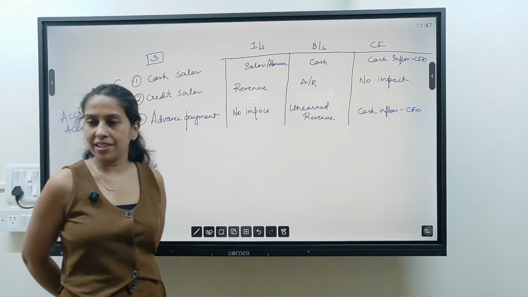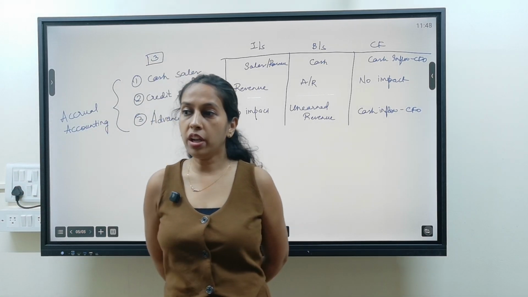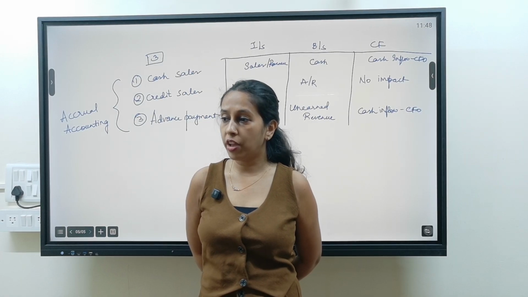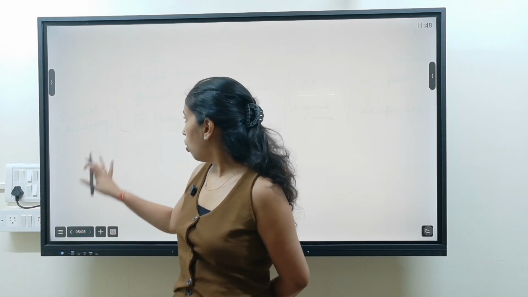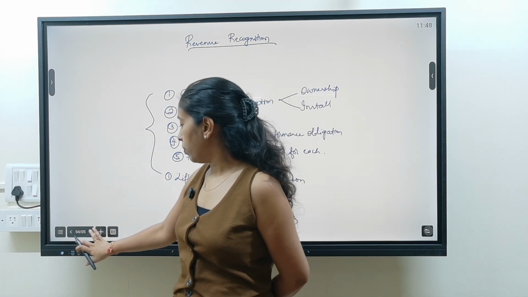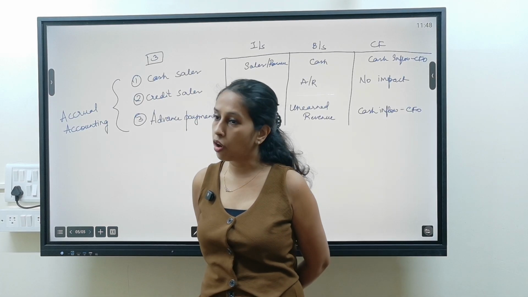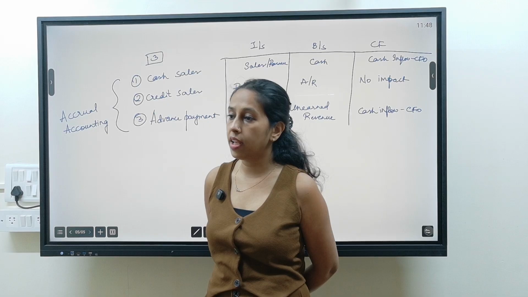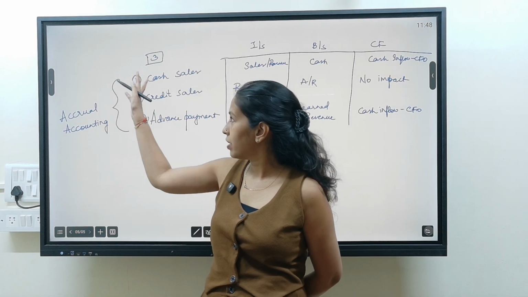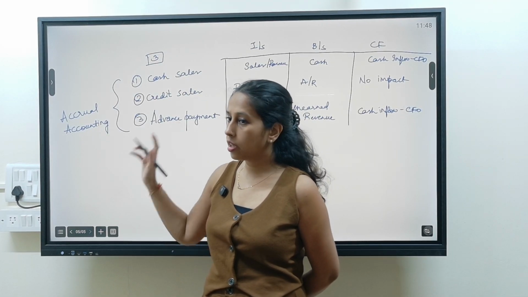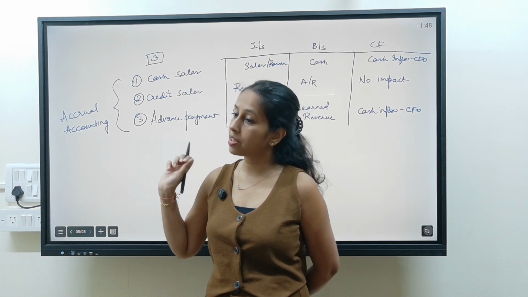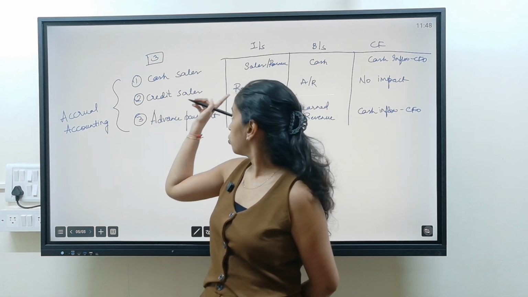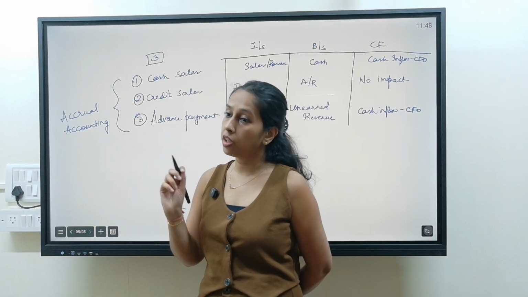Accrual accounting basically means you will record revenue only when you have earned it. When you have finished all of these performance obligations, you will record that as revenue, and that is called accrual accounting. First one is simple cash and carry. Credit sales is you have earned the revenue but you have still not received the cash. So you will record the revenue because you have earned it.